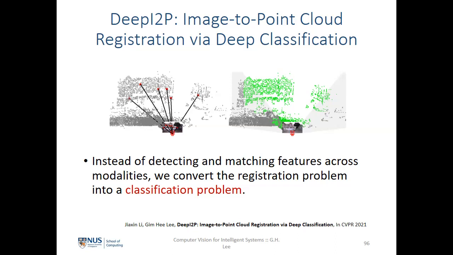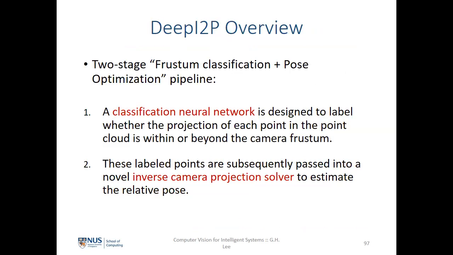Then it becomes a classification problem in the first place. That means I give the point cloud and I give the camera image at the same time. So we have to design a network that fuses the two modalities in terms of features, but you output for every point a label of 1 or 0, whether it is inside the view of the camera or outside the view of the camera.